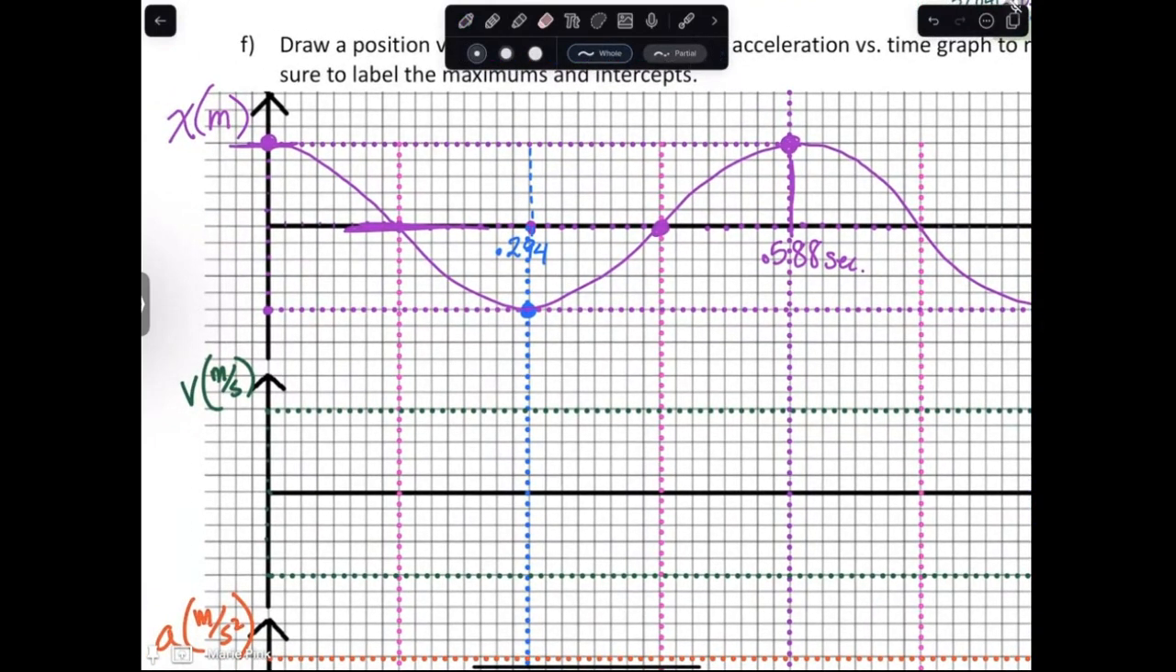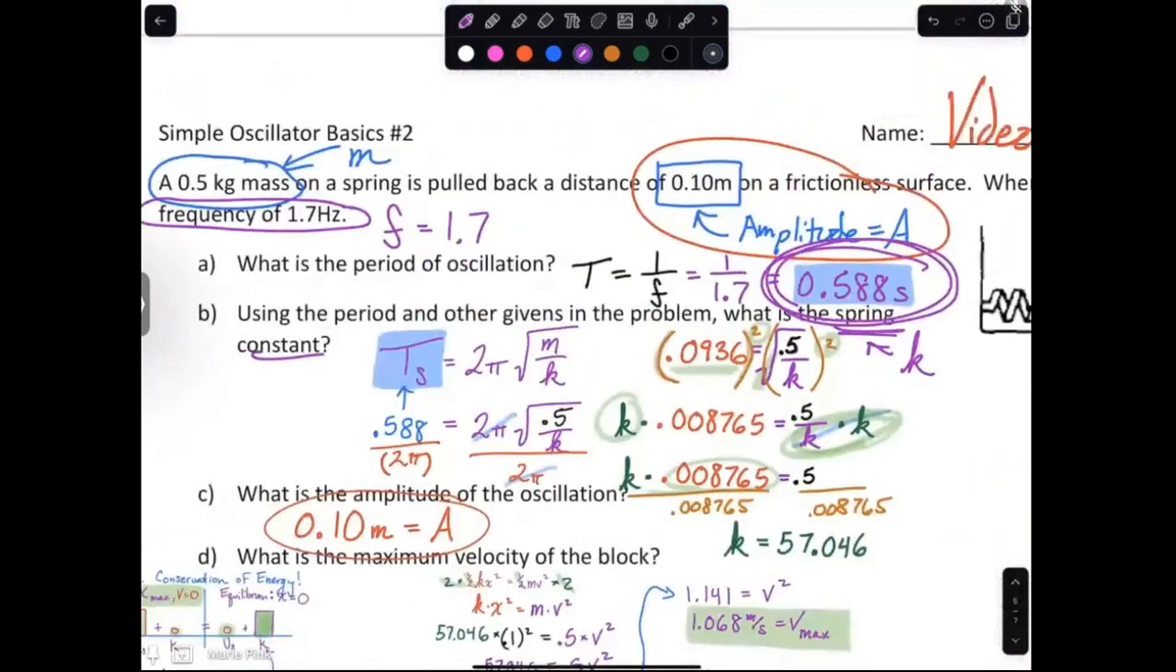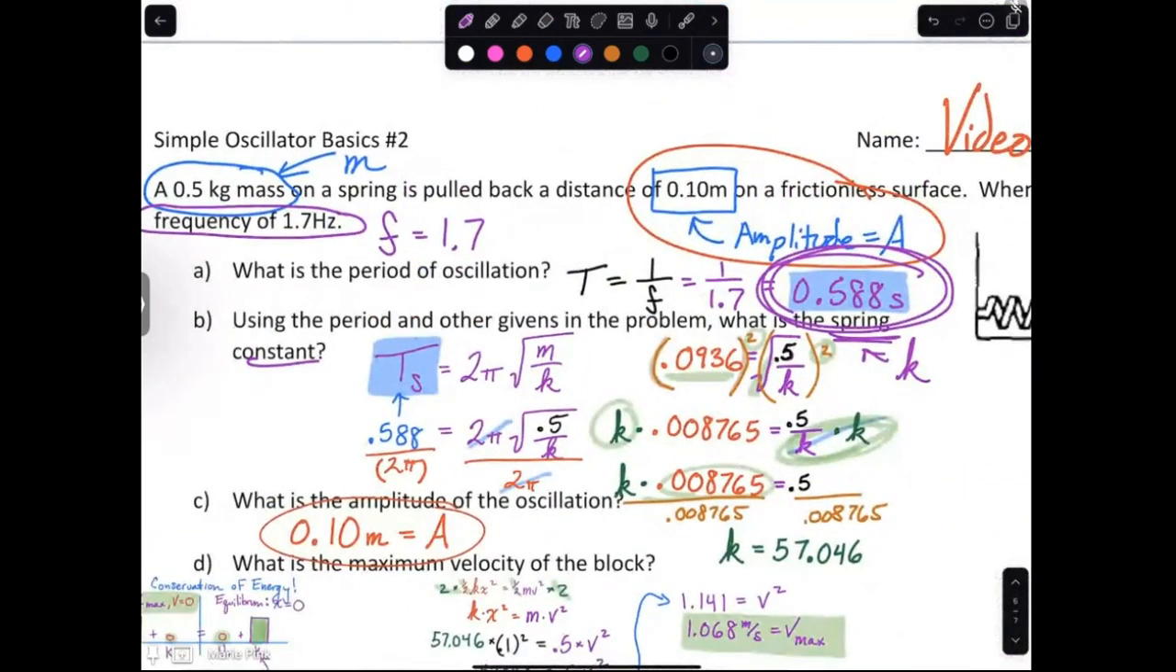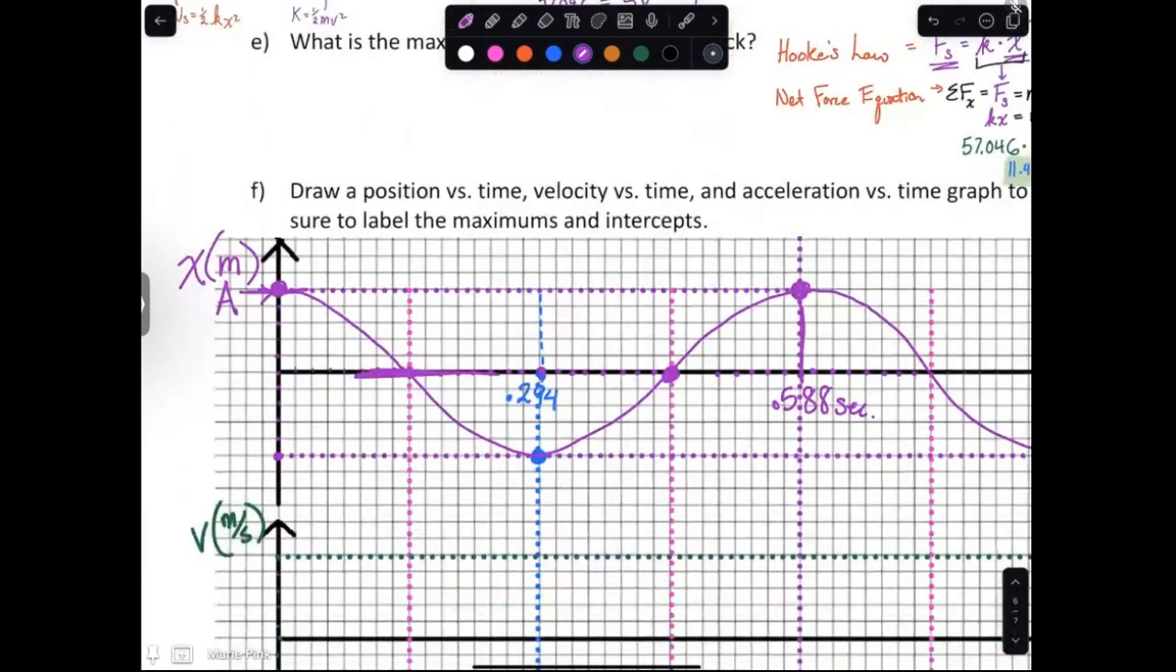So this maximum position is going to be our amplitude. We have to remember what the amplitude was, because that's going to be our maximum position. On here, our amplitude was 0.1, so that means that height right there is 0.1. That also means that our minimum is going to be negative 0.1.